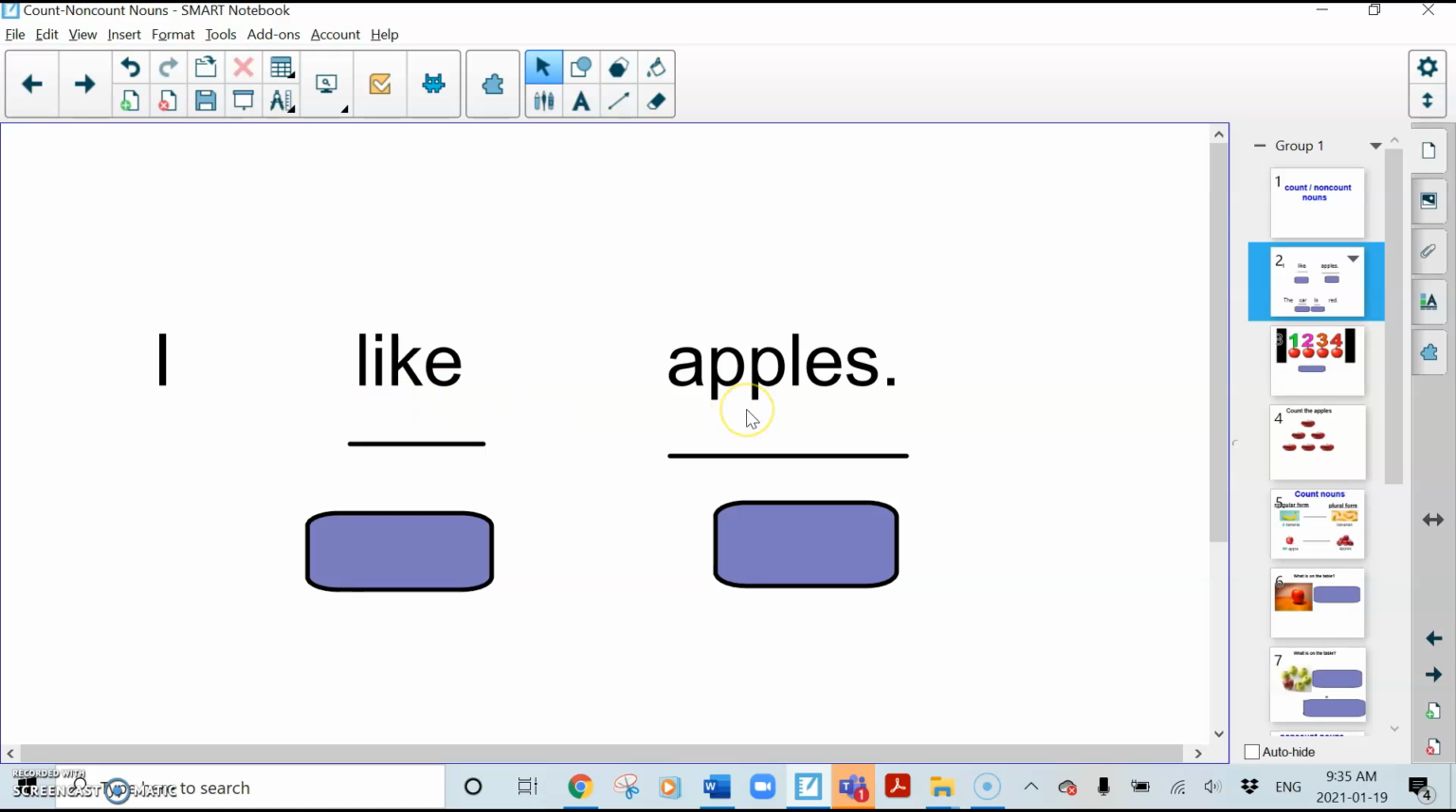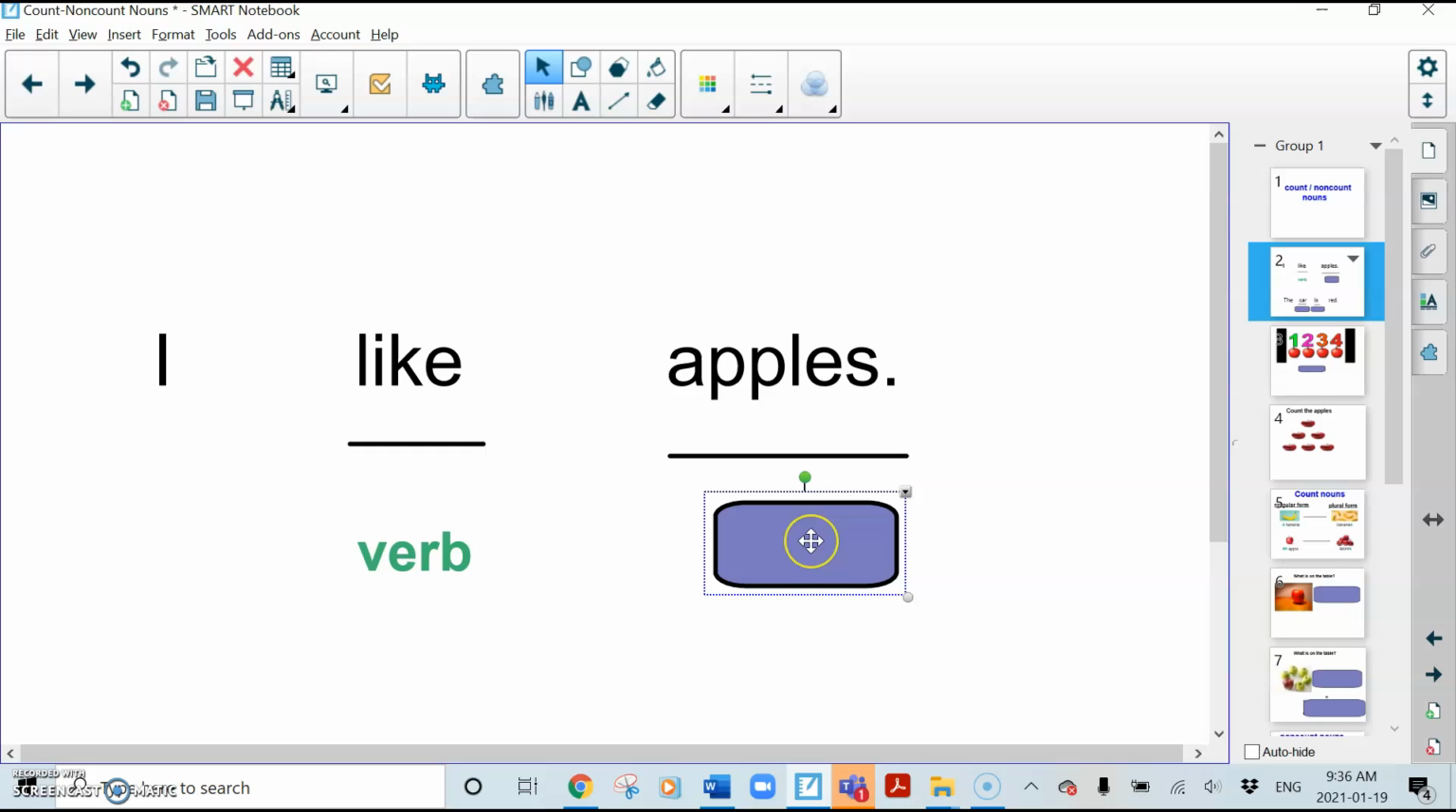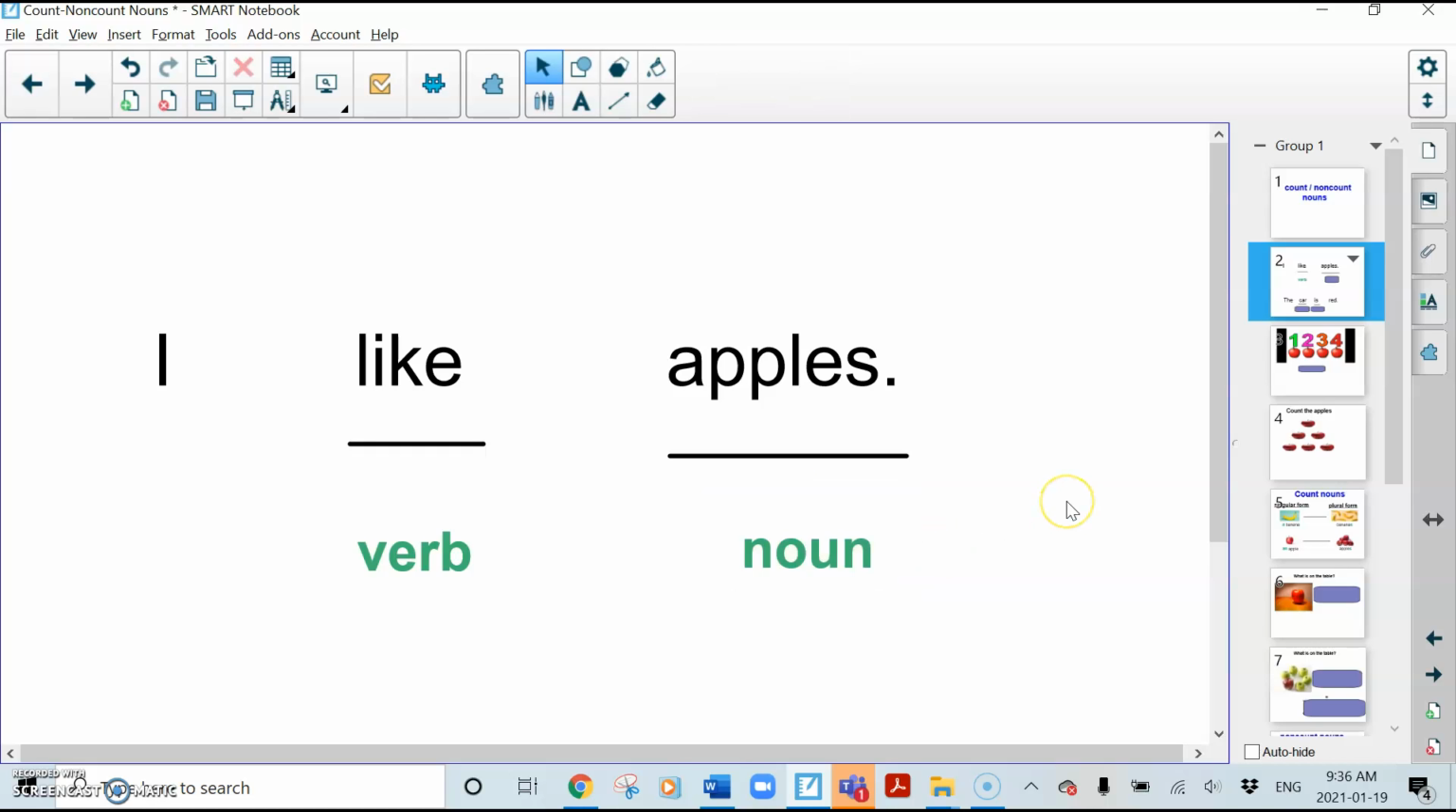I like apples. This is a sentence. I like apples. What type of word is like? What is like in this sentence? Correct. Like is a verb. What about apples? What type of word is apples? Apples is a noun.